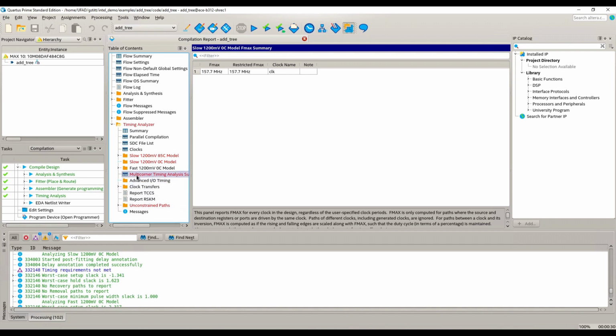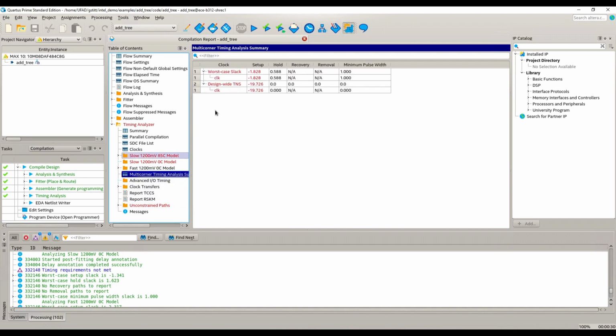And this multi-corner timing analysis basically analyzes all of them and gives you the worst case situation across all the models. But the vast majority of the time, probably all you're going to care about is the slowest high temperature model, which is what we're going to look at today. All right, so we now know we didn't meet our clock. But now we need to figure out why we didn't meet that clock constraint.